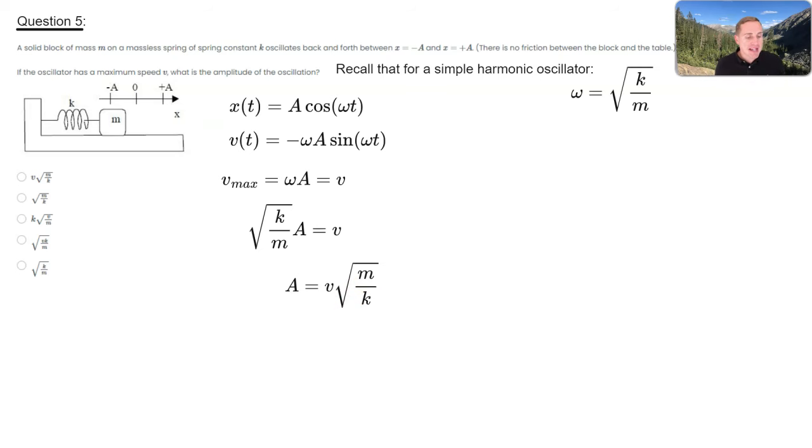And notice that's exactly the first choice here. So notice the v is not tucked under the square root. That's why this is incorrect. And it's not any of the other choices where you'd have to be careful. It is going to be that first choice where it's v times the square root of m over k.